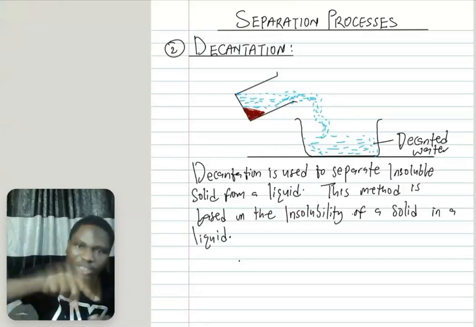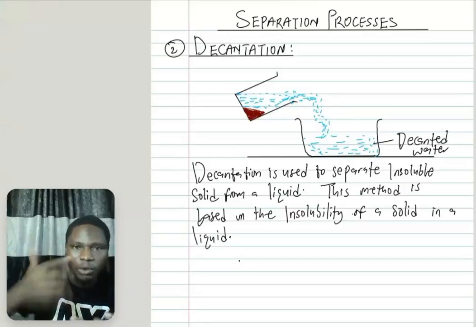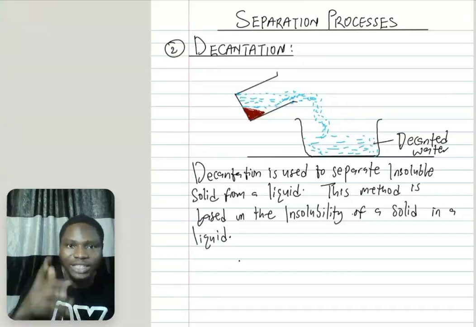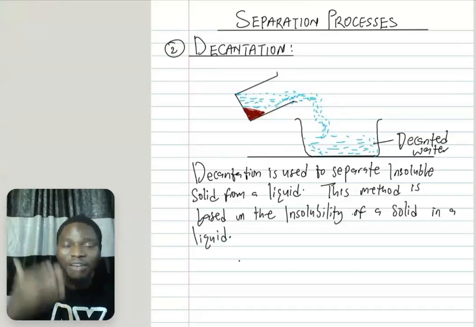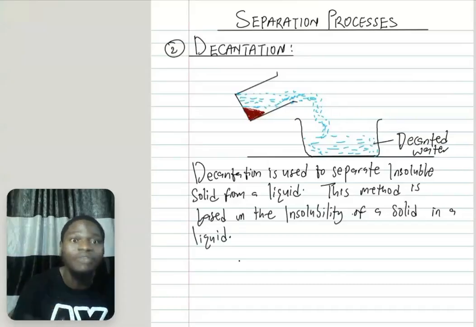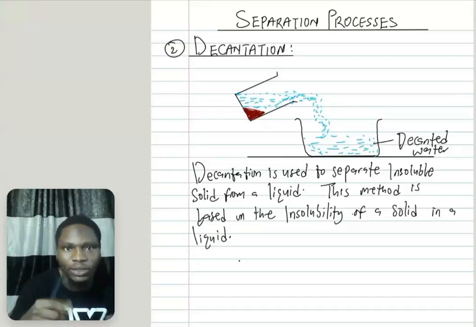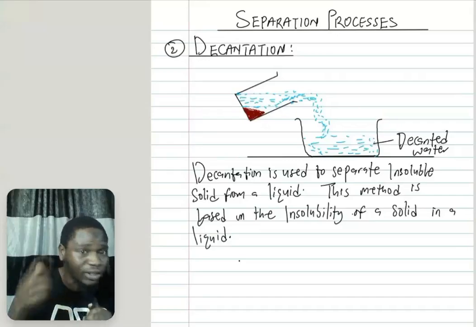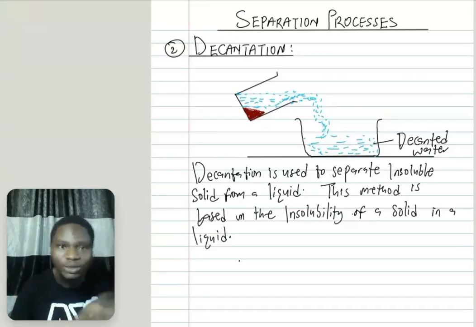So therefore, the principle is what? The principle is based on insolubility of solid in a liquid. That is, you can use it whenever you are having insoluble solid in a liquid. You can never use it when you are having soluble solid in a liquid. Let me give you an example. Put salt inside water and mix it together. Remember that salt is soluble, it will dissolve. So can you use this method to separate salt? It will never happen. Just try it.